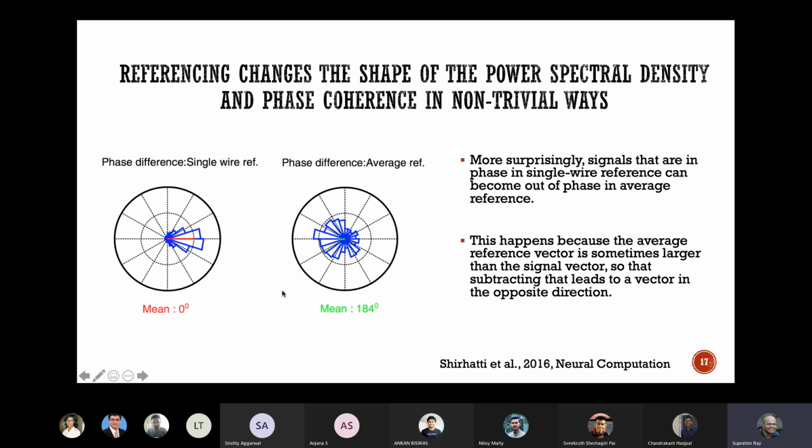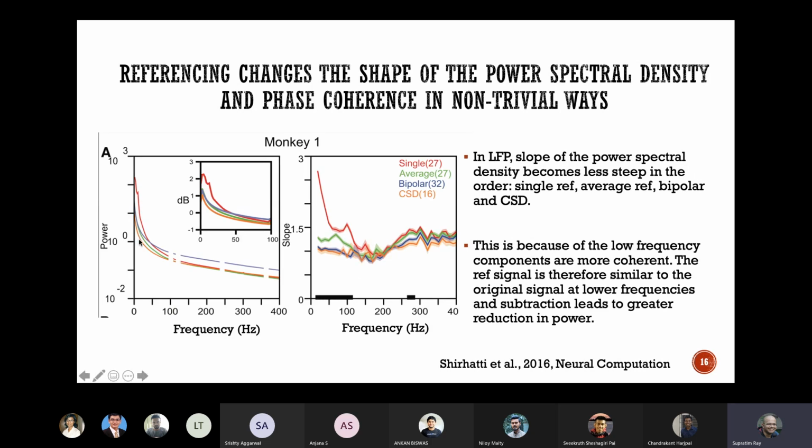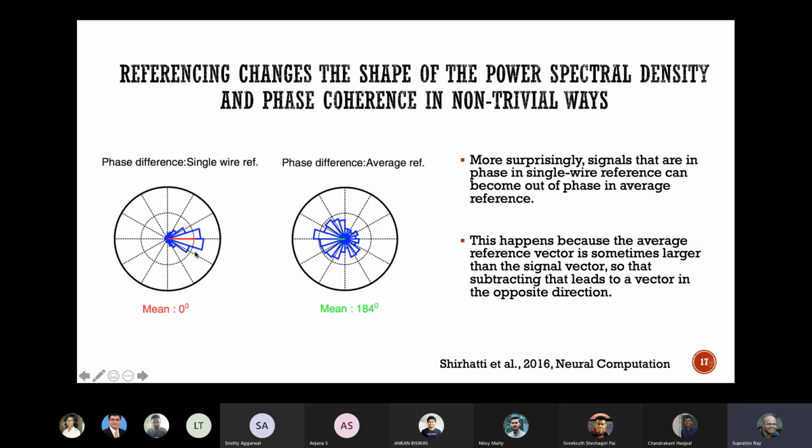But it's a very interesting finding, that not only does the PSD slope change, which is straightforward to understand, but the phase difference also changes when you do an average reference. Okay, but I will not get into this in too much detail because it's very nuanced and takes a while to understand. Yeah, give this as a homework assignment, and if you read this paper, you'll be able to figure it out.